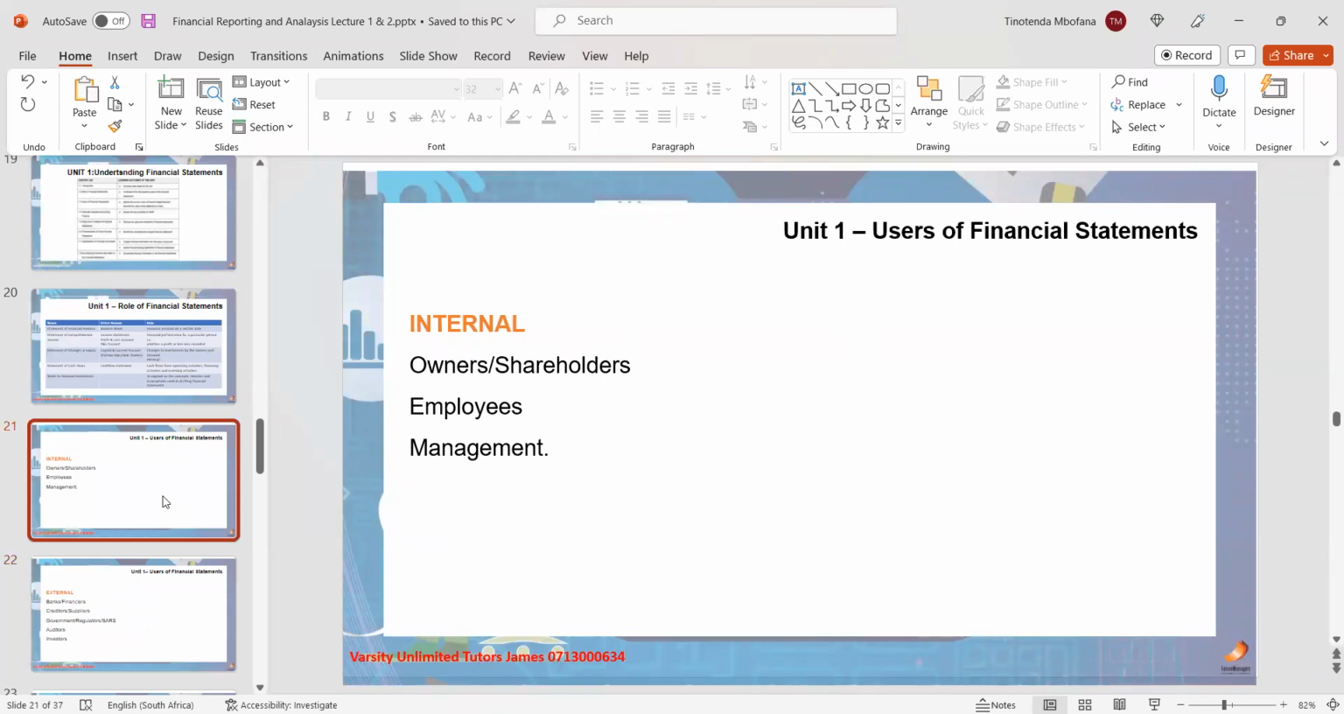But the internal users of financial statements are the owners or the shareholders of the business, the employees, the people that are working within the business, or the management. So what you as the student need to understand when we're talking about a user of financial information is what do they need the financial information for? You have to ask yourself that question. What do they need it for?